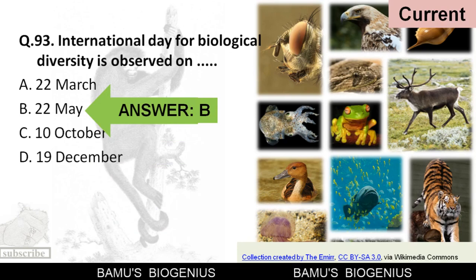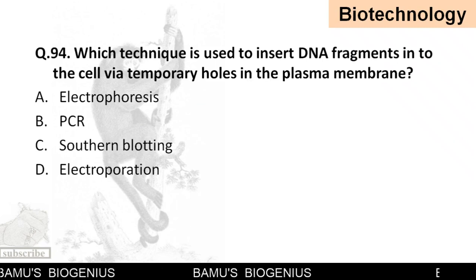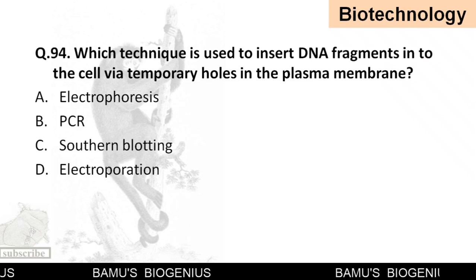Then question number 94. Which technique is used to insert DNA fragments into the cell via temporary holes in the plasma membrane? A. Electrophoresis. B. PCR. C. Southern blotting. And D. Electroporation. The answer is electroporation. Answer is D.